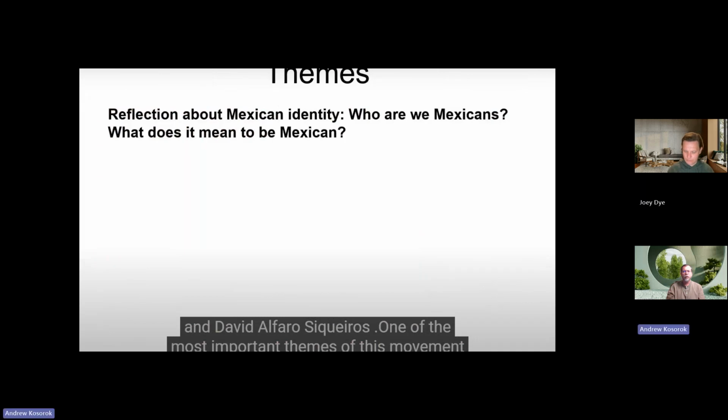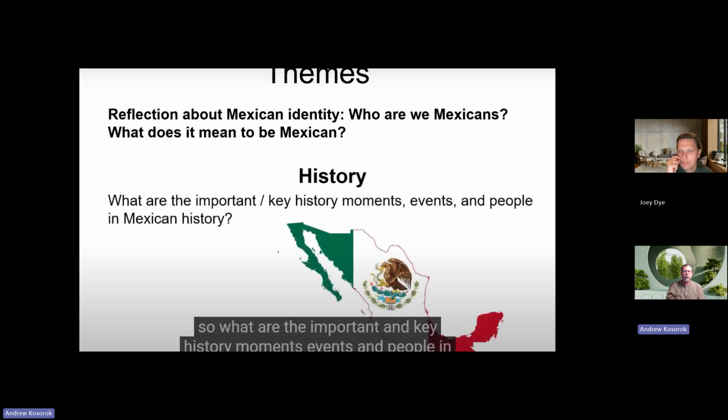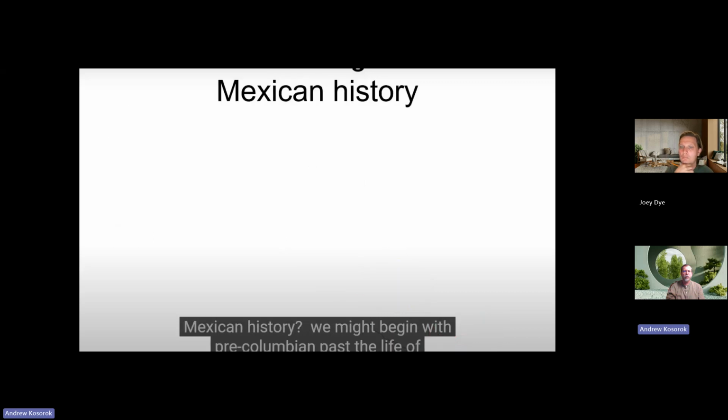One of the most important themes of this movement was a reflection about Mexican identity. This was the time of crisis in the national identity of Mexico. So it was a time to ask, who are we as Mexicans and what does it mean to be Mexican? And where do we find answers to this question of the national identity? Usually history is a good place to start. So what are the important and key history moments, events, and people in Mexican history?